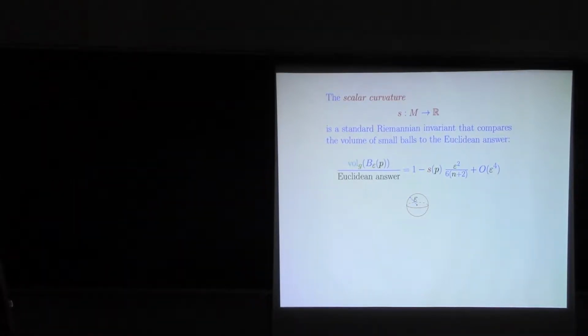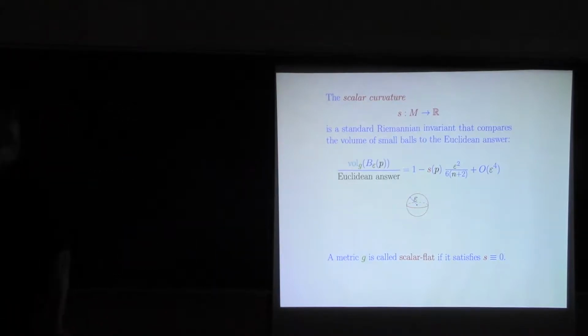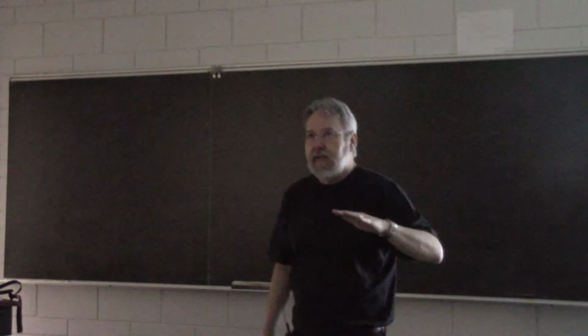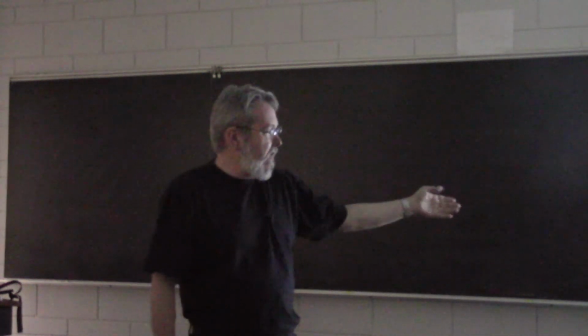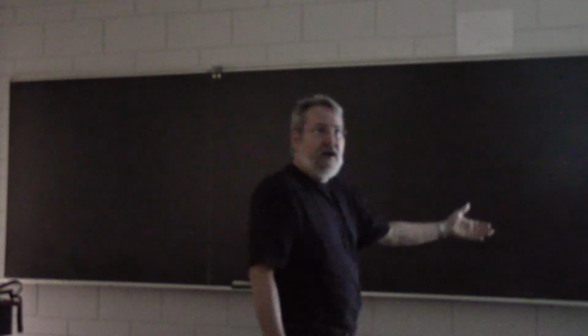So we say that a Riemannian manifold is scalar flat if its scalar curvature is identically 0. For example, Euclidean space is scalar flat, but the point is that when you say a manifold is flat, you're saying that it looks like Euclidean space. Scalar flat is a very weak condition compared to saying the manifold is flat. It's true of flat manifolds, but most scalar flat manifolds are not flat in the stronger sense.